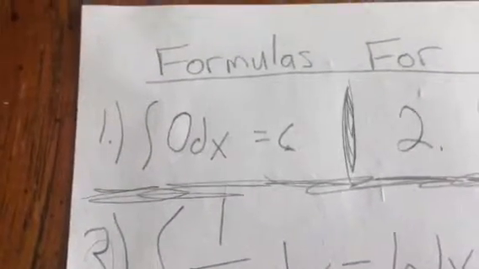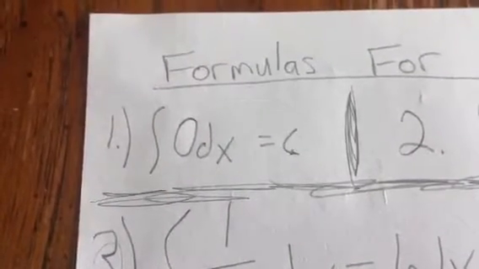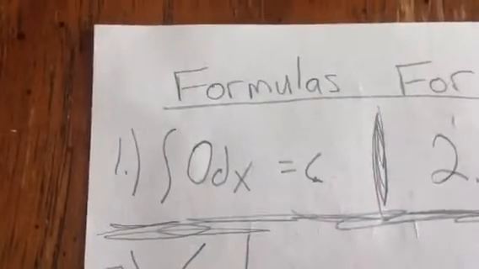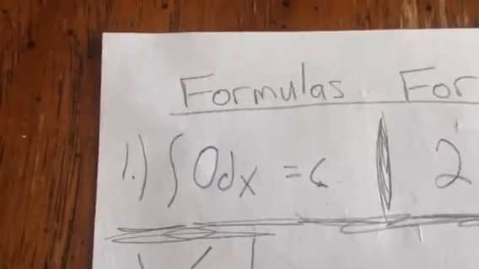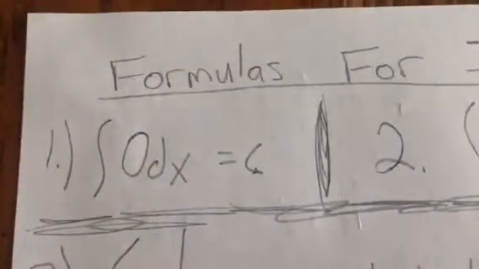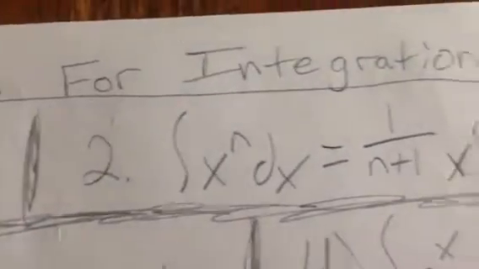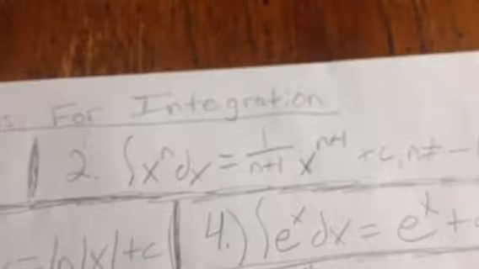Okay, so today we will be learning how to use the basic formulas for integration. Here, the first one is the integral of 0 dx equals c, which is the constant of variation. The second one states that the integral of x to the n dx equals 1 over n plus 1 times x to the n plus 1 plus c, and n cannot equal -1.